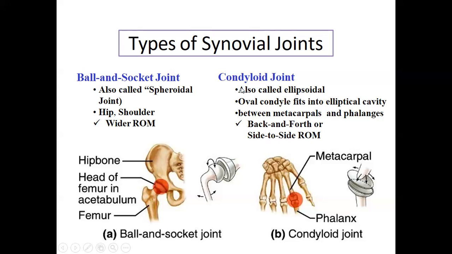You have the condyloid joint. These are also called ellipsoid joints. So a condyloid joint is an oval condyle that fits into an elliptical cavity. This is the type of joint that you have between your metacarpals and your phalanges. The metacarpals are your hand bones. When you look at your hand, you see your fingers. Your fingers go from the tip to the proximal end. Your proximal end is what connects to your metacarpals.